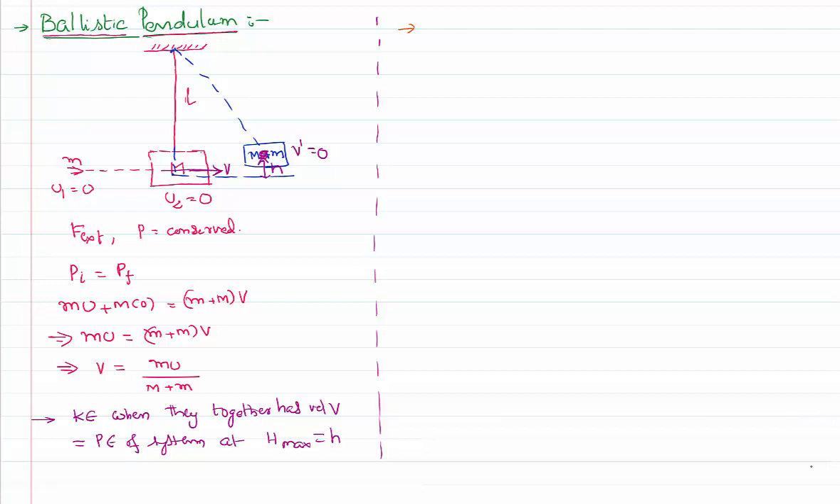So the kinetic energy, when the bullet and block are moving together, is half (M + m). As they are moving together, they have a common velocity v squared, as we have assumed. They together have raised to a height h, so the potential energy is (M + m) g h. So I can cancel this (M + m).